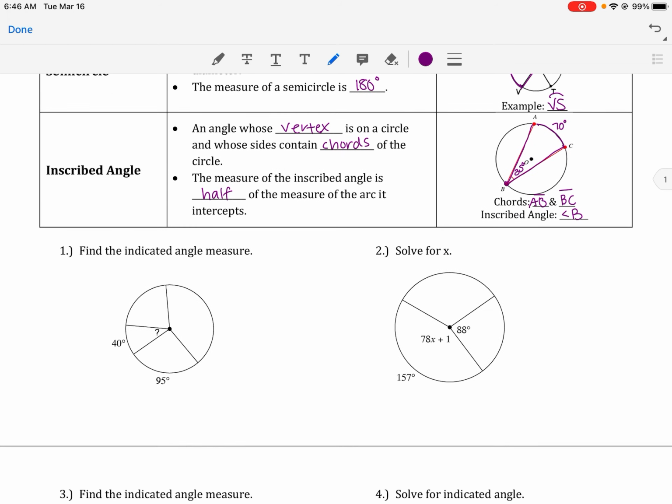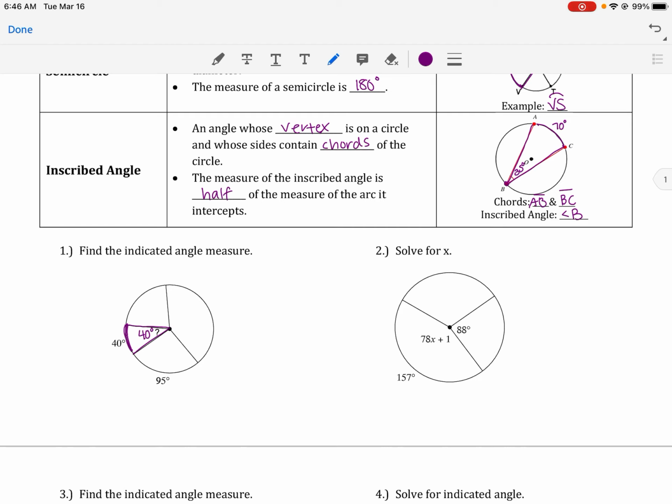Okay, so we're going to go ahead and now practice. Find the indicated angle measure. So in this first one, we're finding this angle right here. Notice that is a central angle. It connects to the middle of the circle and it relates to this arc, which is 40 degrees, so it is the same. So it is also 40 degrees.